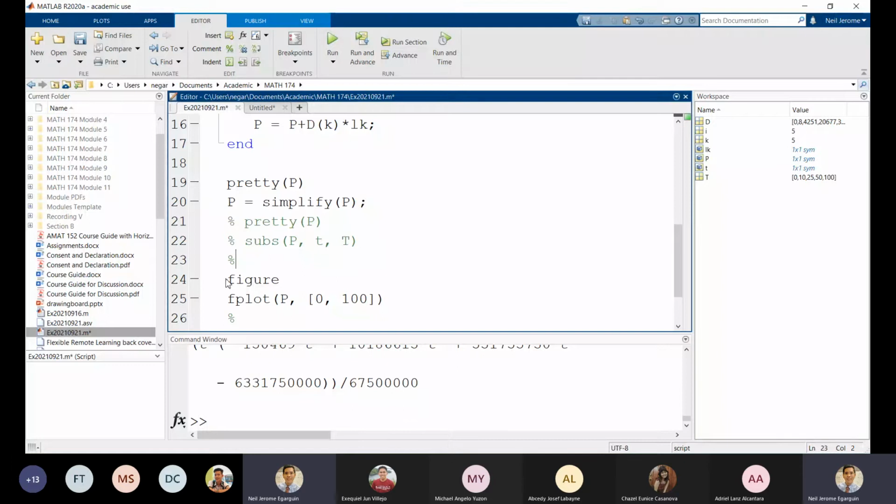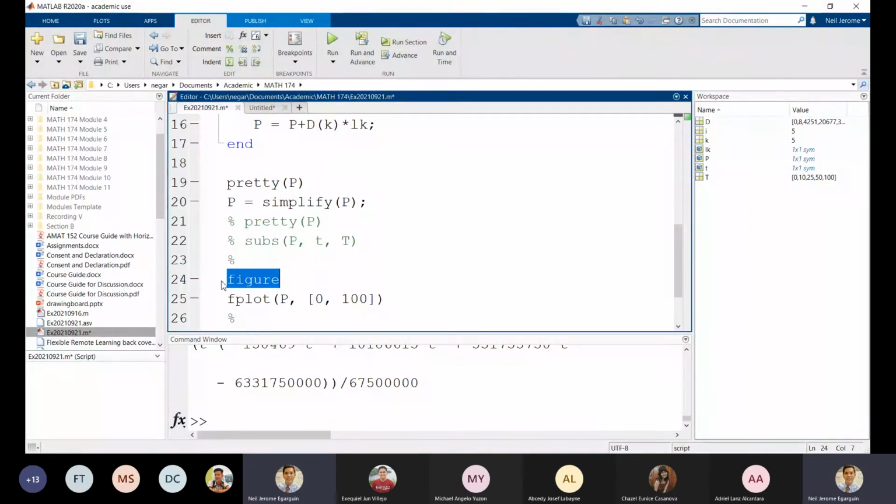So what is line 24? So line 24, if you have figure, mag-aalat lang siya ng isang figure window para hindi tatabunan yung previous figures. So it's a nice practice to always put a figure before kayo magpa-plot or magpa-produce ng kahit anong figure kay MATLAB. Line 25, it will plot the symbolic function.